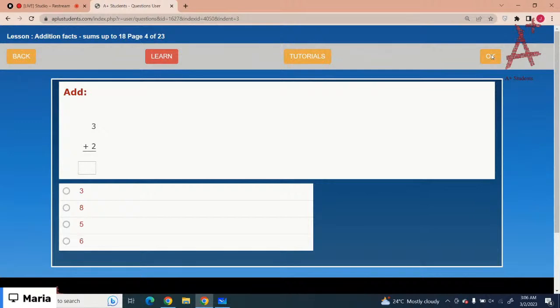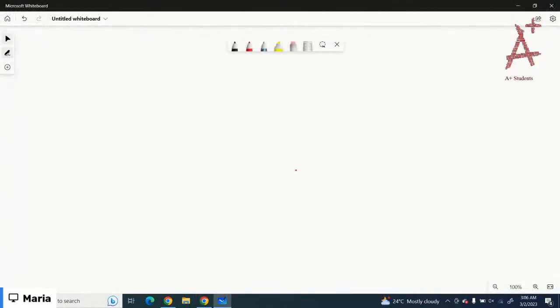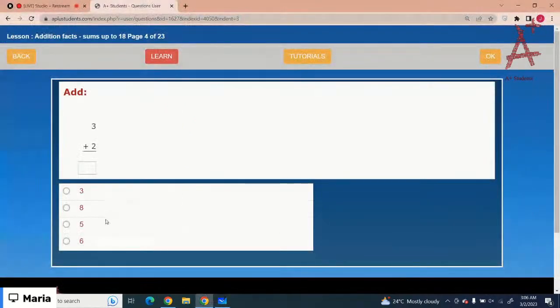Okay, the next one is 3 plus 2. So start with 3 and count up 2. So 3 plus 2 makes 3, 4, 5. That means 3 plus 2 equals 5. Got it? So the correct option is 5. Just select the correct option and click on the OK button.